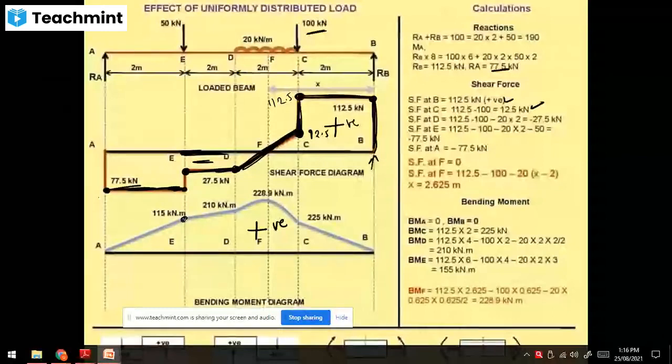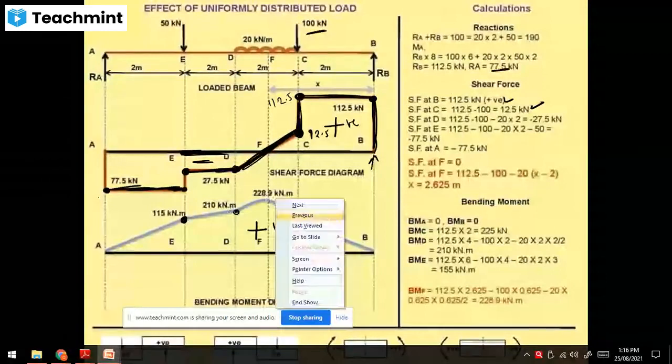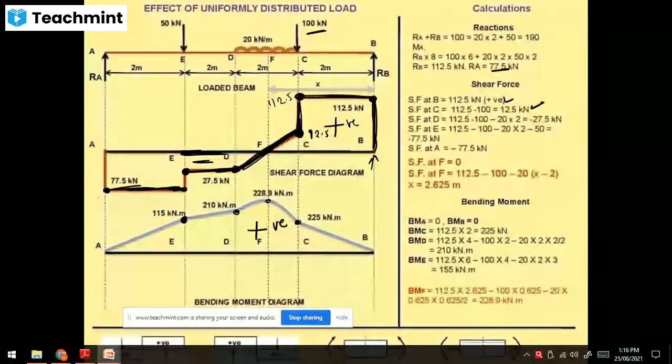Similarly for bending moment, at E, at D, at F, at C, and at B. Whenever there is UDL, you have to draw a parabolic curve, and for the horizontal line in shear force there is an inclined line for bending moment. Remember, if there is no load between two points, the bending moment diagram line will be an inclined line depending upon the values. And if there is a UDL, then you have to use the parabolic curve. On the portion where there is UDL, you have to draw the parabolic curve in the bending moment diagram.